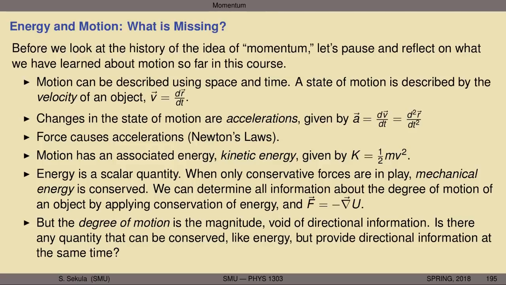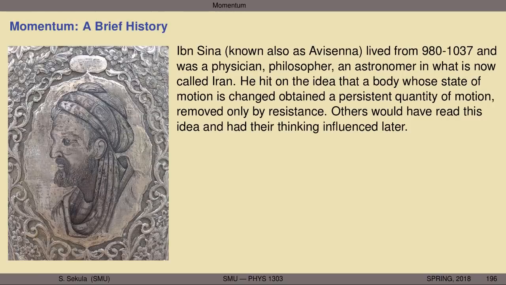Is there any quantity, maybe even one that could be conserved, like energy, but that somehow provides us with this crucial missing directional information when internal quantities, like energy, change? And the answer will be that momentum is the thing that we seek.